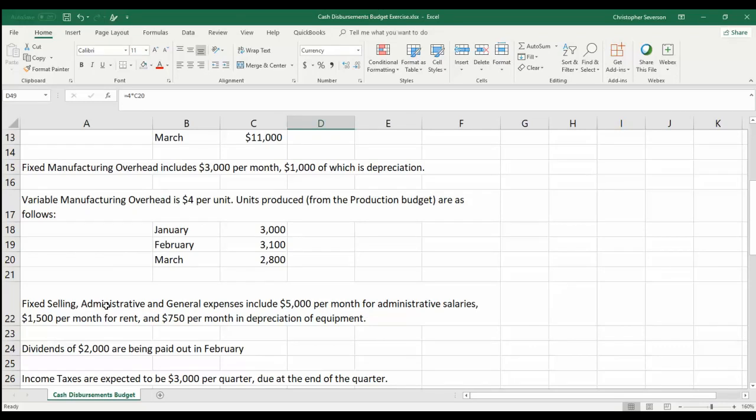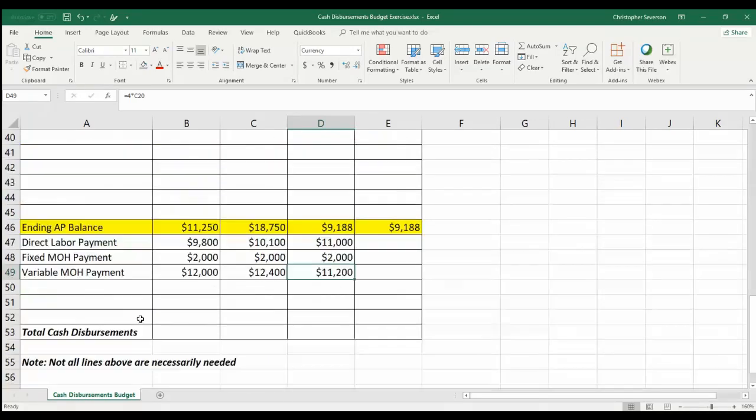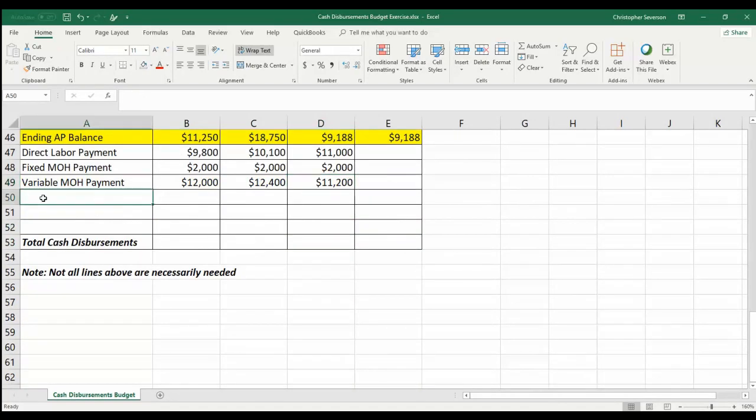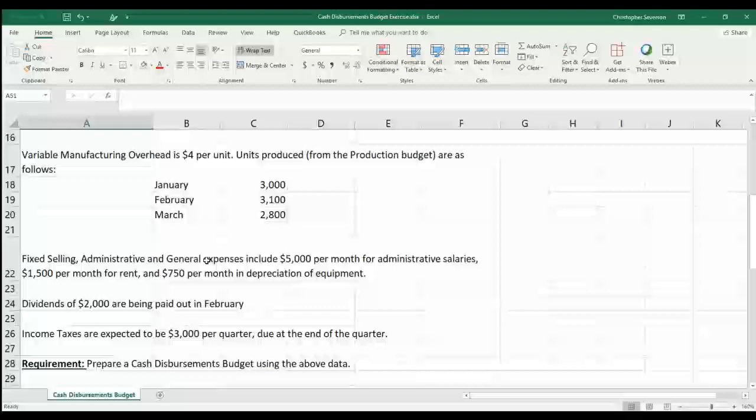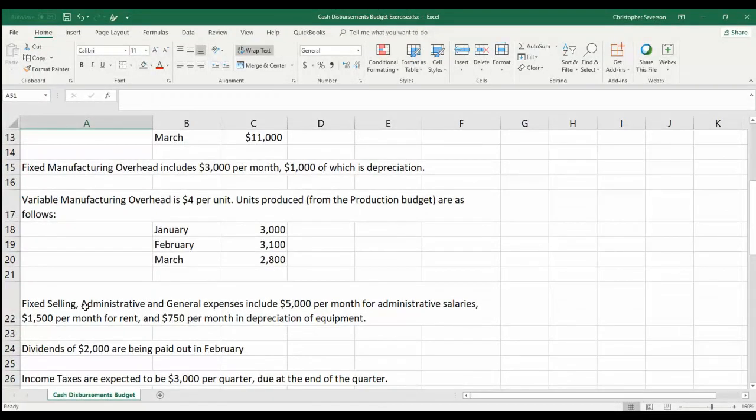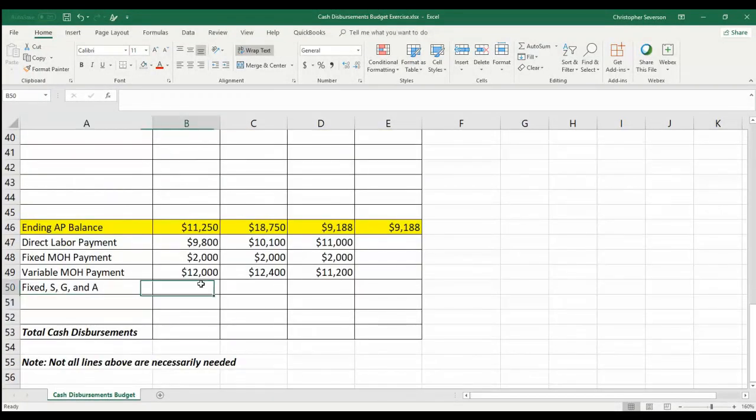We could just make this one big line for fixed selling, administrative, and general, including both of these two expenses, but not including depreciation. Or we could break it out into administrative salaries, rent. Either way would work, but I'm going to go ahead and merge it together into one line. So I'll just call it fixed SG&A without depreciation. So that's going to be the $5,000 plus the $1,500 per month. So that's what we're saying there.